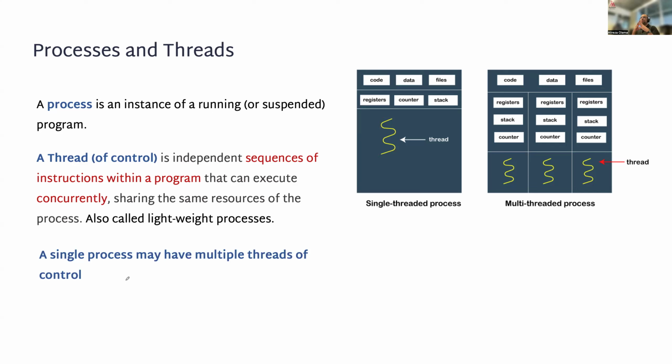So now that you know the definition of a process and a thread, what is multiprocessing when thinking about a parallel piece of software? And what is multi-threading? What's the difference between the two?